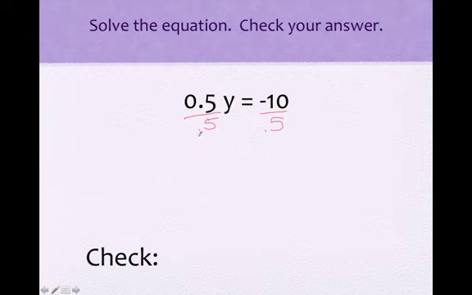Okay, so dividing by 0.5, I've got y left over. And on this side, I'm going to have negative 20. Okay, so 0.5 times negative 20 is indeed negative 10.